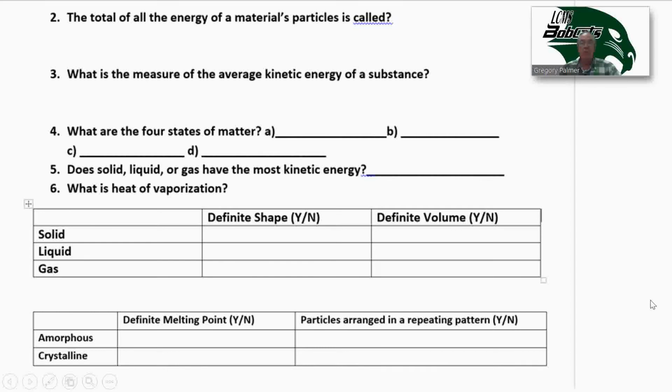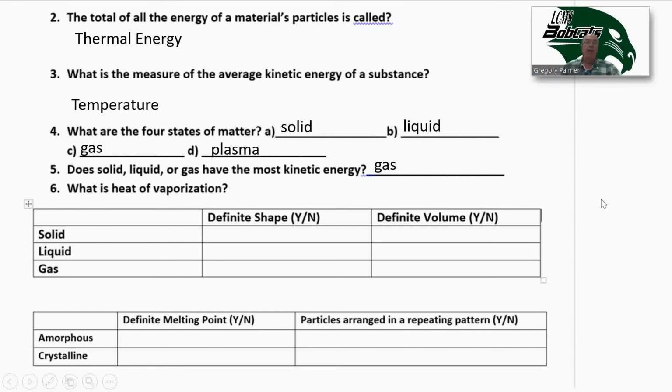Page 20 of your notes summarizes some of the things that we learned in the kinetic theory. The total energy of a material's particles is thermal. The average is called temperature. The four common states of matter are solid, liquid, gas, and plasma, which is not very common on Earth. But since the sun is made out of plasma, it's the most common in the universe. Out of the three states of matter, a gas has the most kinetic energy as the particles are moving around the fastest. The heat of vaporization is the energy necessary to turn a liquid into a gas.